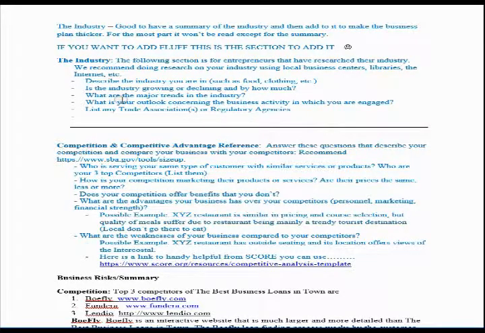And after that, we're going to get into the competition and the competitive advantage reference. This is a very important one and something I want to talk face-to-face about.